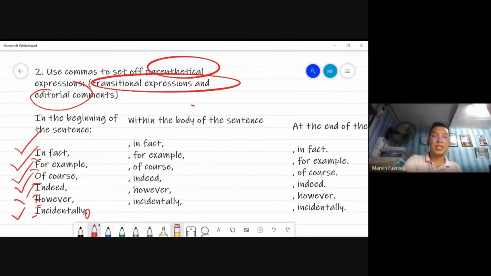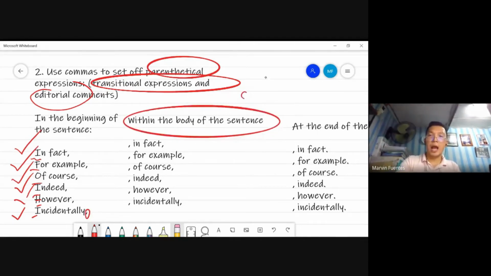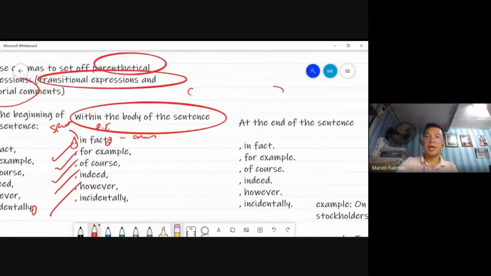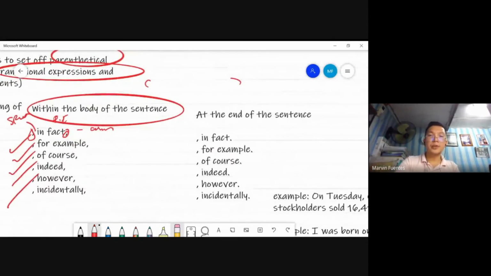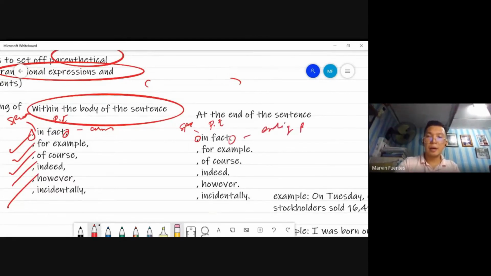But if it is within the body of the sentence, kapag nasa loob siya, you have to put a comma before, plus, you have to put space, then the parenthetical expression, then do not put space, then followed by a comma. Same with here. Okay. If it is at the end of the sentence, one thing for sure, you have to put comma, and then another space, plus the parenthetical expression, and then followed by the ending punctuation.